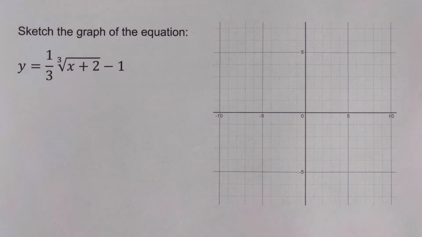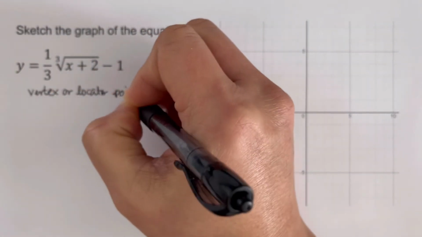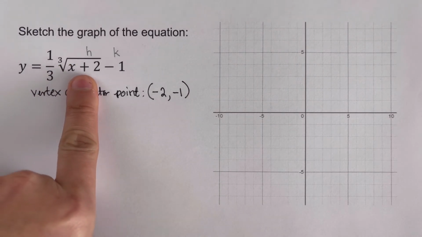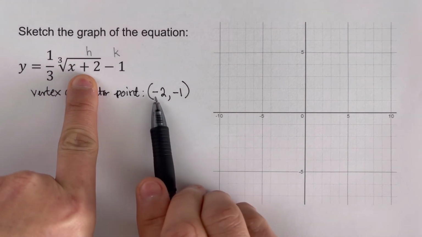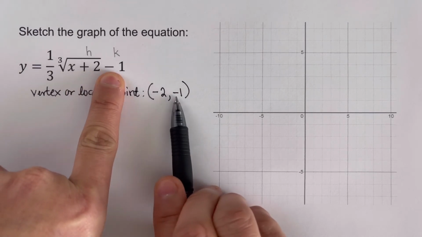Okay, so we go over the problem here. Again, our first step is to determine the vertex or the locator point. I'm going to go ahead and write that down here. Okay, our vertex is sitting at -2, -1, because remember, we're supposed to switch the sign of this. Since that is a positive 2, it would come out -2, and this is -1. We keep the -1 right there.